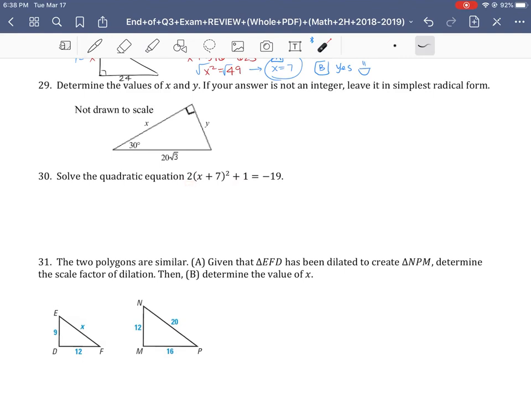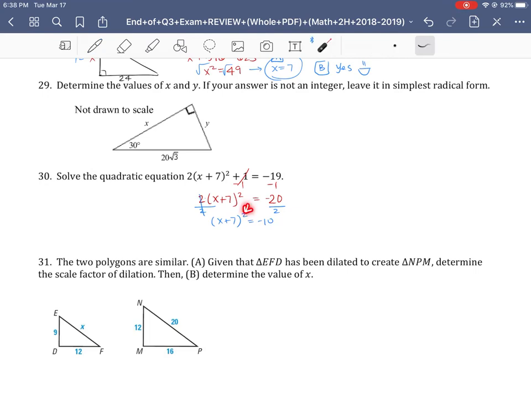Remember, you cannot multiply the 2 inside of here while it's being squared. So the 2 we're going to divide out before we ever try and do anything with it. So we're going to subtract this 1 to start out with. And we have 2 left here on this side, and then we have negative 20 on this side. Again, we're going to get rid of the 2. It's being multiplied, so we're going to divide it. We end up with x plus 7 squared, and negative 20 divided by 2 is negative 10.